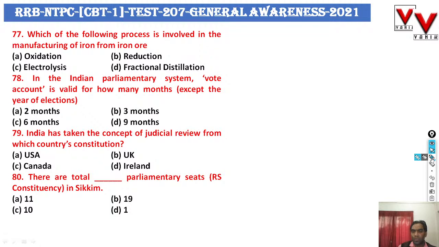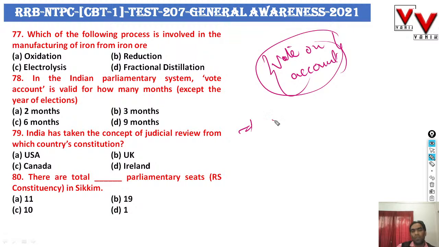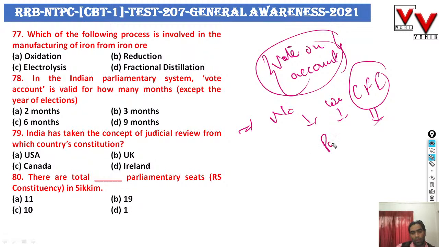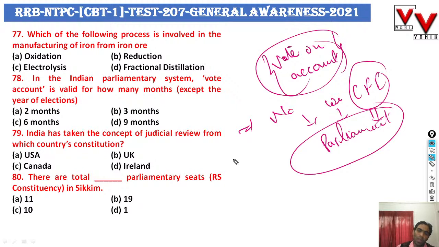Then the next question is 78, which is humanity, polity. The Indian parliamentary system, vote on account. What is the vote on account? The general philosophy is that not a single coin can be withdrawn from the Consolidated Fund of India without the prior approval of Parliament. Whenever money is withdrawn from the Consolidated Fund of India, it can only be withdrawn with the approval of Parliament.